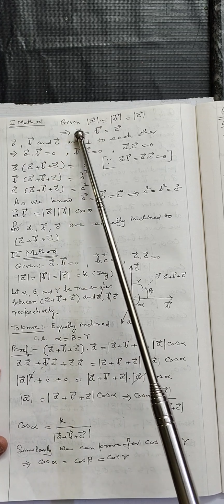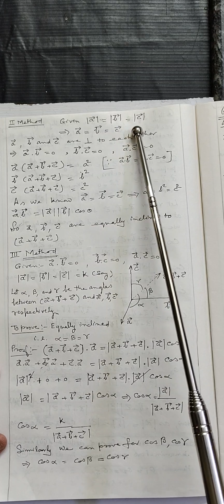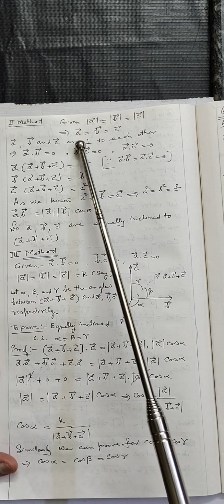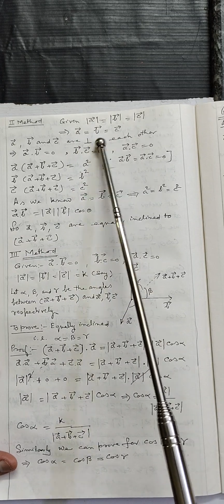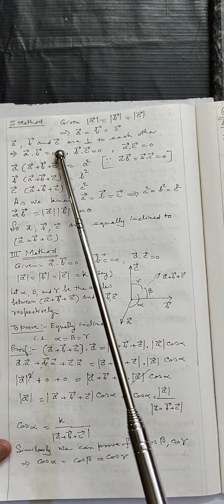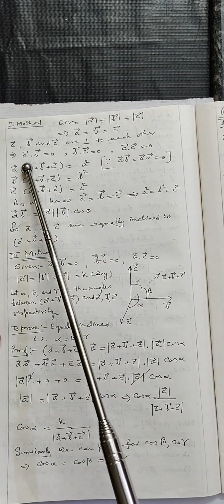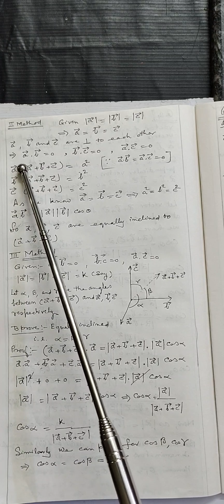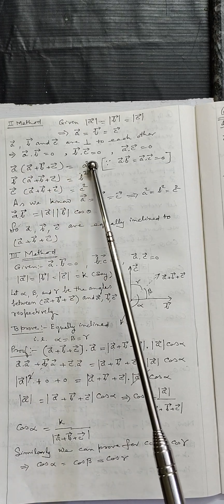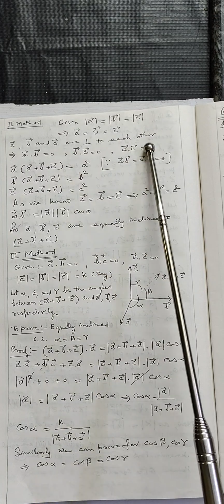देखिए सेकेंड मेथड में गिवन है magnitude of vector A is equal to magnitude of vector B is equal to magnitude of vector C. This implies that the vector A is equal to vector B is equal to vector C. अब देखिए vector A, vector B और vector C are perpendicular to each other. This implies that the dot product of the vector A and B is equal to 0, dot product of B and C is equal to 0, and dot product of vector A and C is equal to 0 because they are perpendicular to each other.